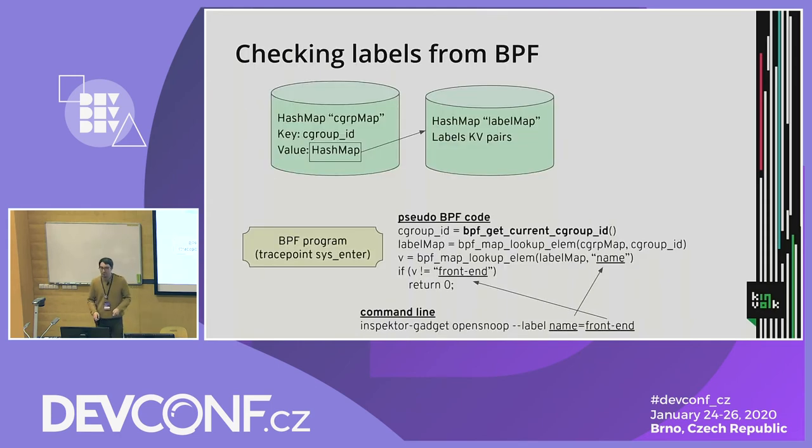And then how do I select a Kubernetes pod from my BPF program? What I did in this version was to add a BPF map containing the list of Kubernetes labels. From that, I have some BPF pseudocode. I read the cgroup, and from that cgroup, I read the Kubernetes labels from the BPF map. In that way, I can filter on specific labels.